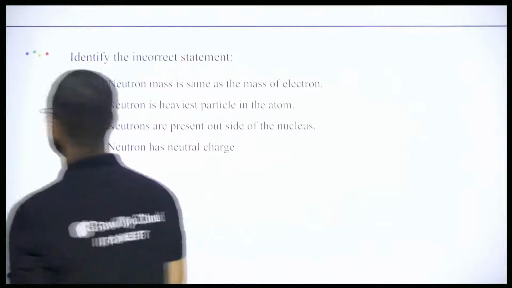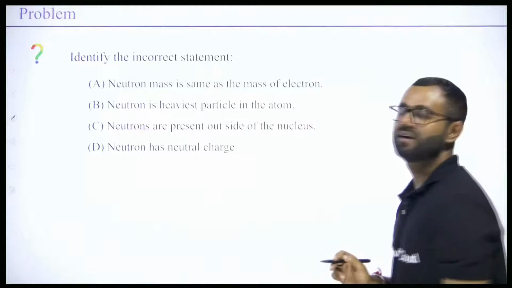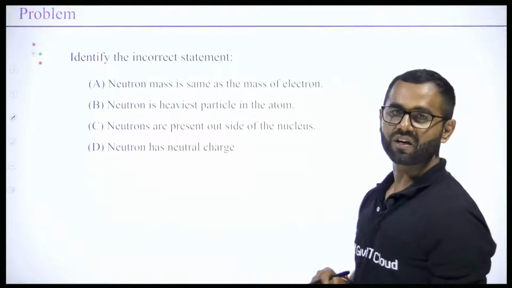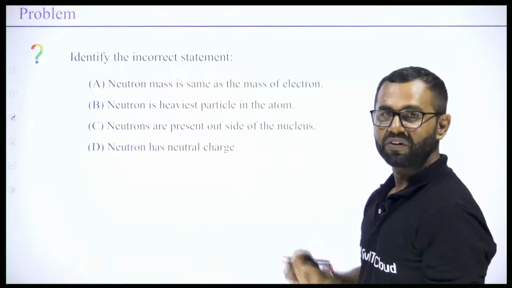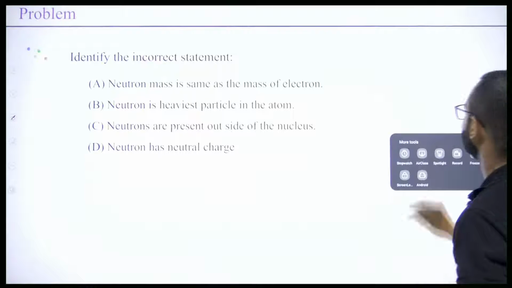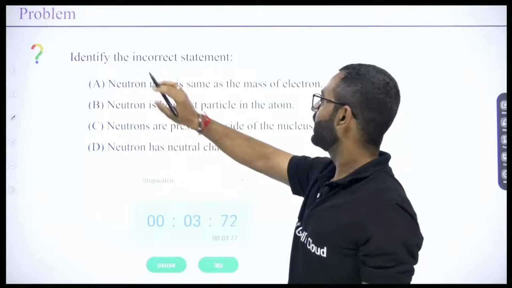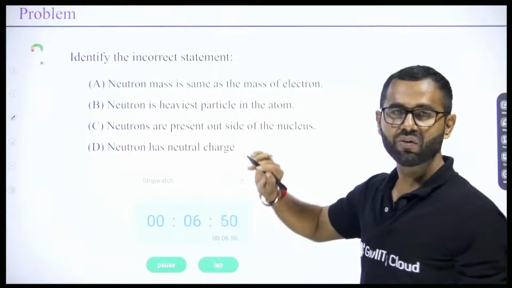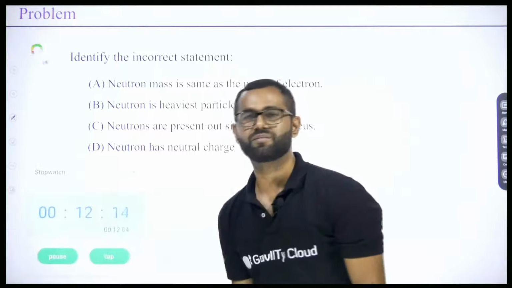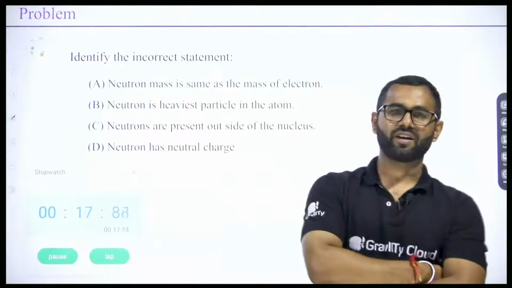Now this is the first question in the quiz, and I think that this question is repetitive. Still, try to solve this question and get the answer right. If it is repetitive, you know the answer, and if it is not, then solve the question. The question says: identify the incorrect statement. Four statements are given to you regarding the neutron. Identify the incorrect statement, and your timer is running here, right? So go and get the right answer.